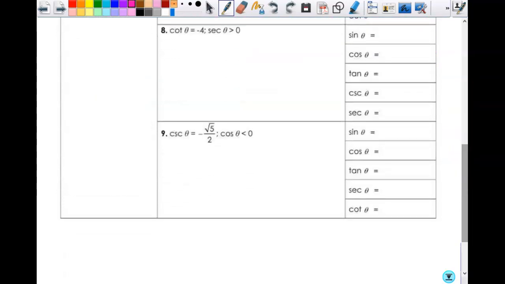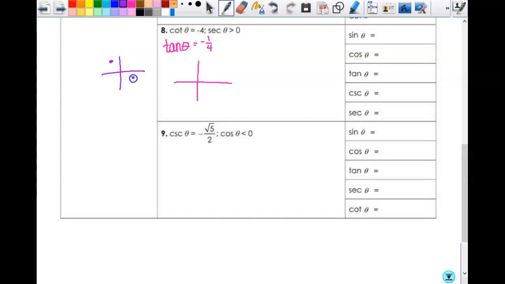Number 8 says cotangent of theta is equal to -4 and secant is greater than 0. Again, with cotangent, I'm going to think about tangent. If cotangent is -4, what's tangent? -1/4. I'm going to draw a picture again, but I have to figure out what quadrant I'm in, because not only is tangent negative, but secant, which is also what? Cosine, is positive. So tangent is negative in which quadrants?